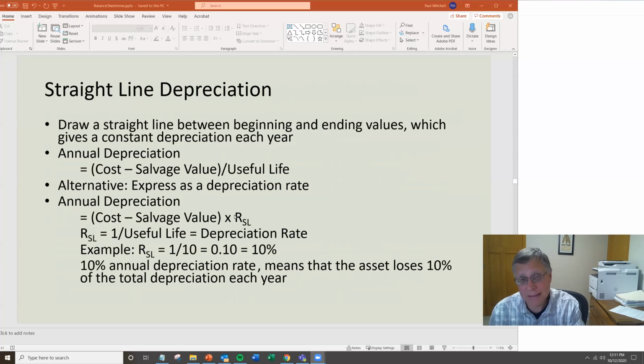So say it's a 10-year asset, 1 over 10 is 0.1 or 10%. What that means is each year you lose 10% of the total value due to depreciation, of the cost minus the salvage value. Each year you lose 10% of that amount. That's what the annual depreciation is. It's just another way to do it, and that's how the tax tables do it, as a percentage.